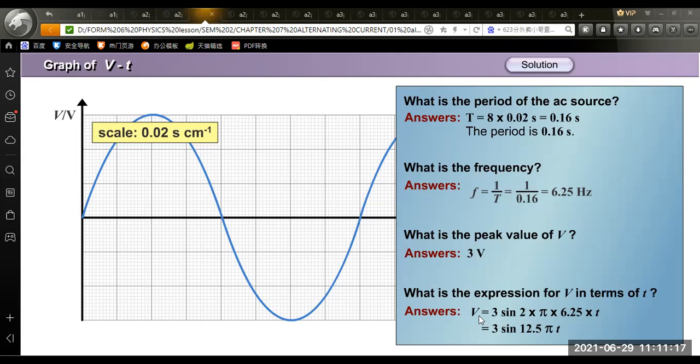And what is the expression for V in terms of t? This is a sine graph, so it is 3 sin 2 pi f t, that means 3 sin omega t, where omega is the angular frequency, 2 pi f. So at the end, we get 3 sin 12.5 pi t.